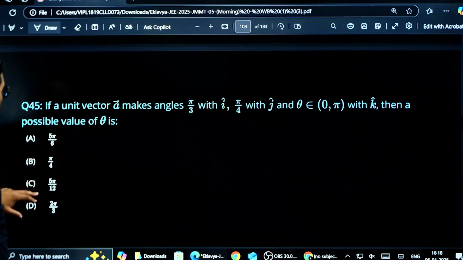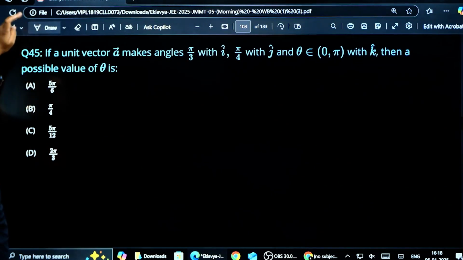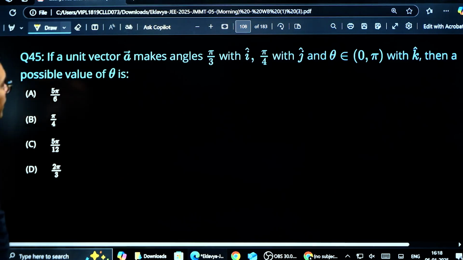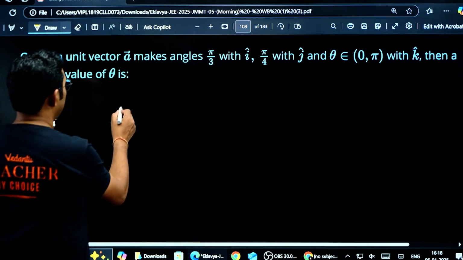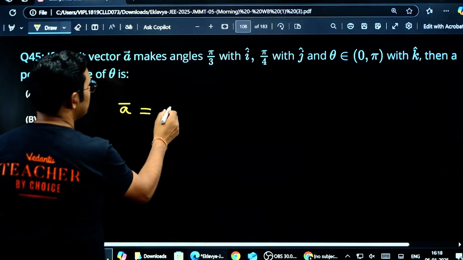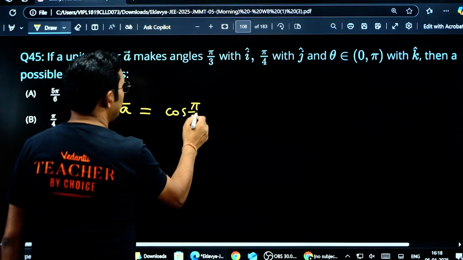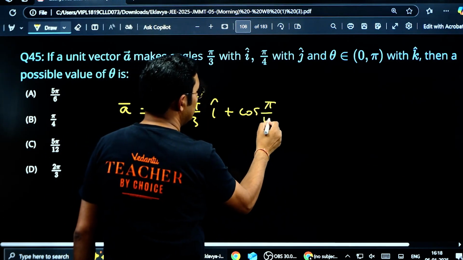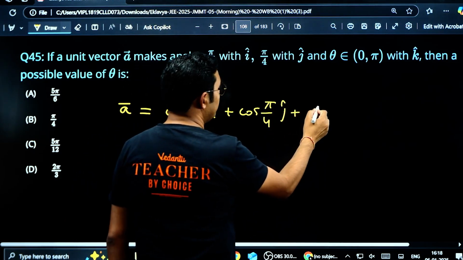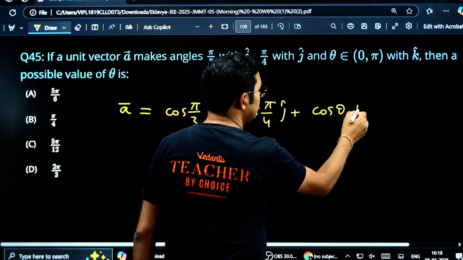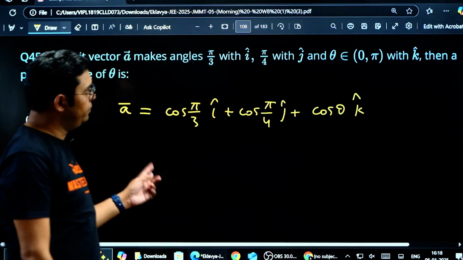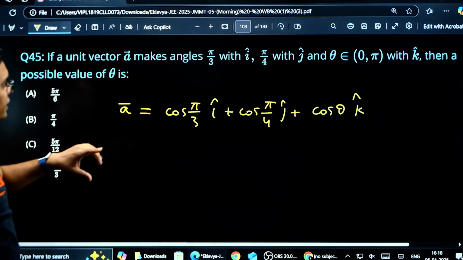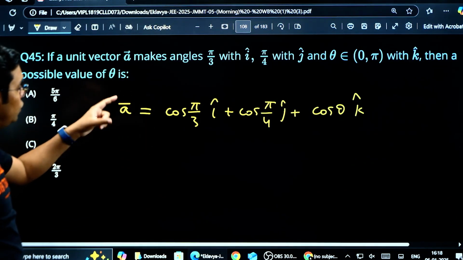Coming to the next question, that is from vectors. If a unit vector A makes an angle pi by 3 with i cap, oh, that's very easy. A is cos pi by 3 i cap, cos pi by 4 j cap, and some cos theta in the z direction, so cos theta into k cap, with theta being the angle with k cap. Then the possible value of theta is, and theta is within 0 to pi.